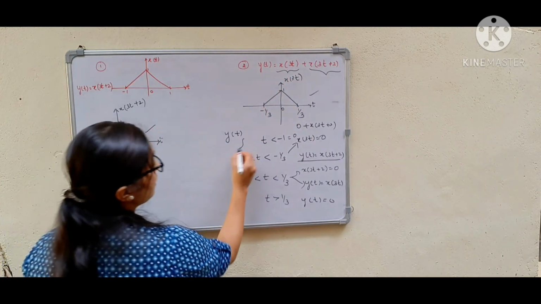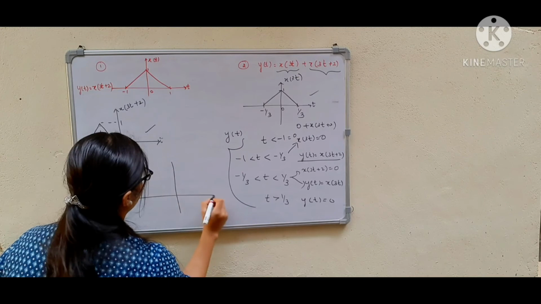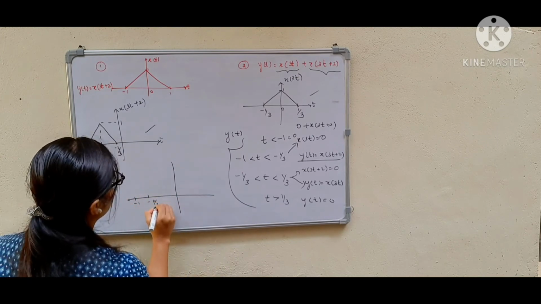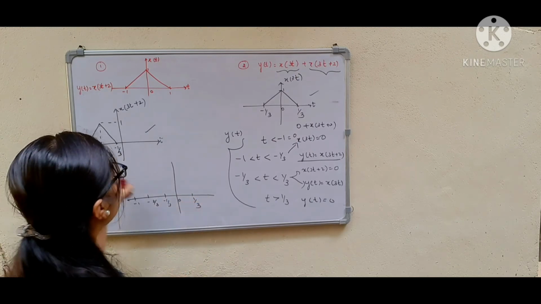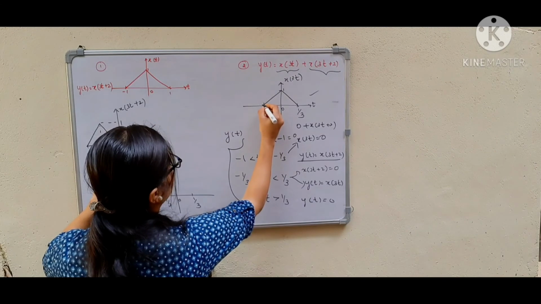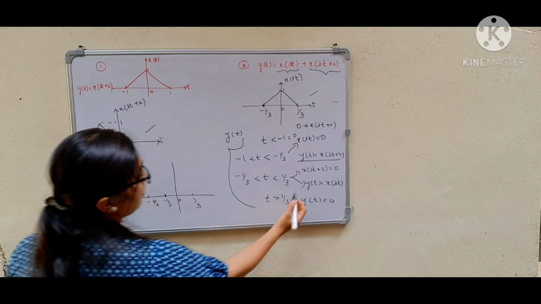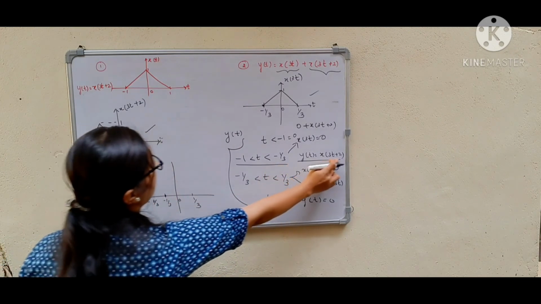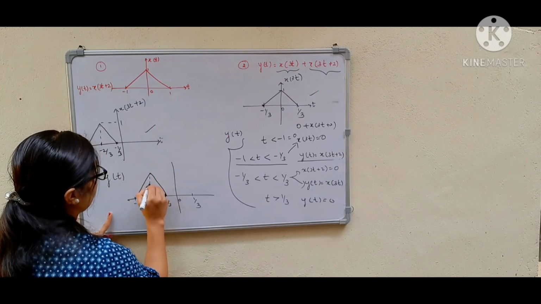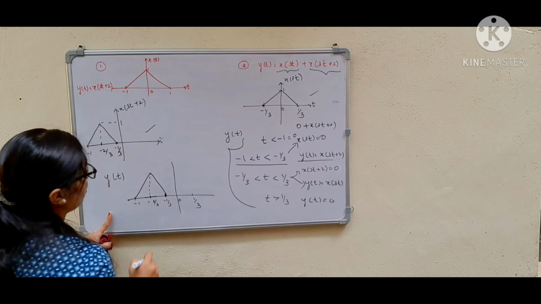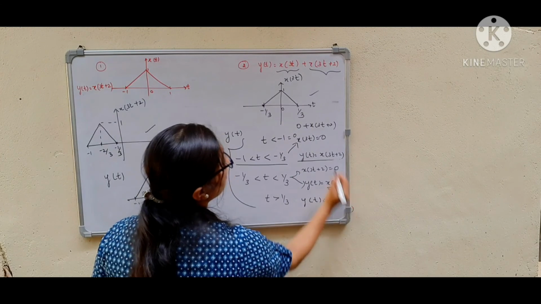So from this, we will draw y of t. I'll consider minus 1, minus 2 by 3, minus 1 by 3, 0, then 1 by 3. See, minus 1 to minus 1 by 3. So at minus 1 by 3 you have 0. Here it is 0. And this signal comes the same, because from minus 1 to minus 1 by 3, it is x of 3t plus 2. So I will consider this signal. Next, from minus 1 by 3 to 1 by 3, I have x of 3t. So I will take this signal.